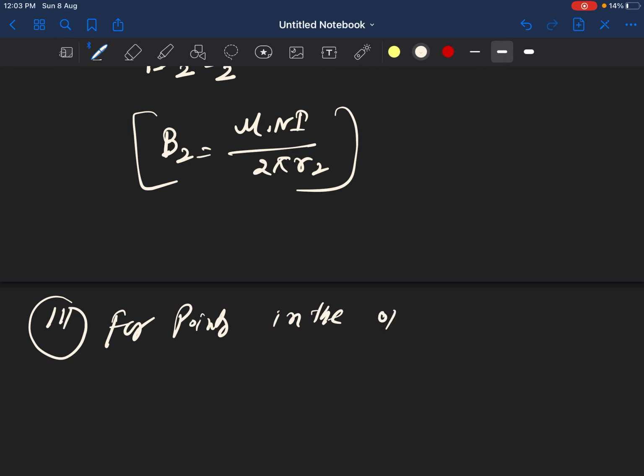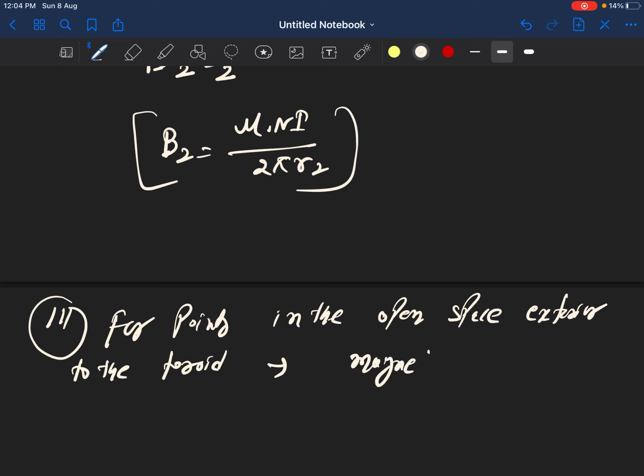in the open space exterior to the toroid, magnetic field 0. Magnetic field is 0. So that means only inside the toroid-ৰ point-ত magnetic field থাকিব, and this is the expression. R2 ধৰিছো, if you take R, then you can also write R. So that's all about the solenoid and toroid.